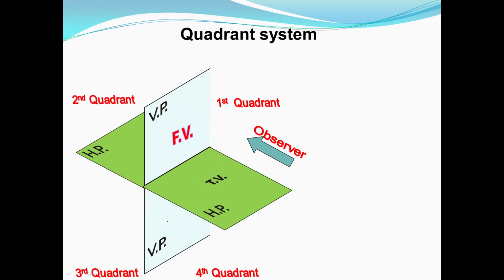So this is the object in the first quadrant, second quadrant, third quadrant, and fourth quadrant. This is the object in the fourth quadrant, that is, below the horizontal plane, in front of the vertical plane.